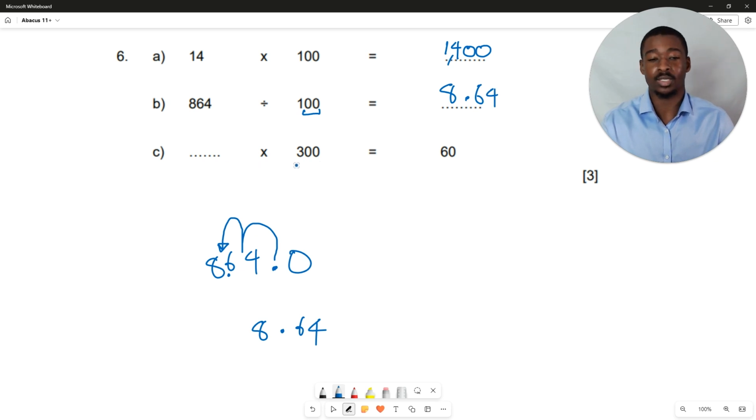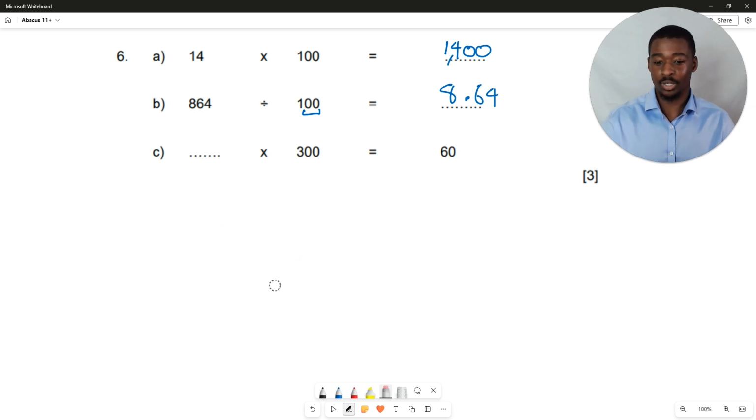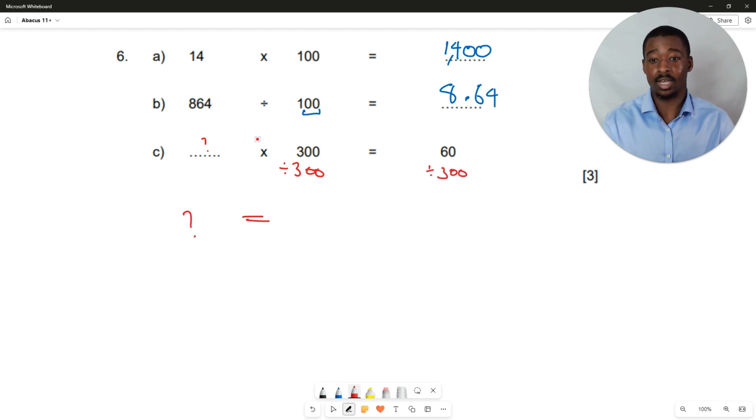And then we have something times 300 equals 60. So we did a kind of question like this already. What do we do? We rearrange the equation. And we want to get this thing on its own. So we divide both sides by 300. So left-hand side, divide by 300. This should cancel. Right-hand side, we have 60 over 300. This is a very nice fraction here.